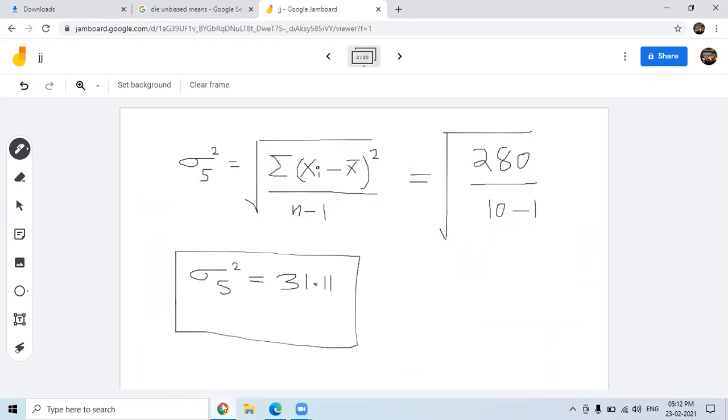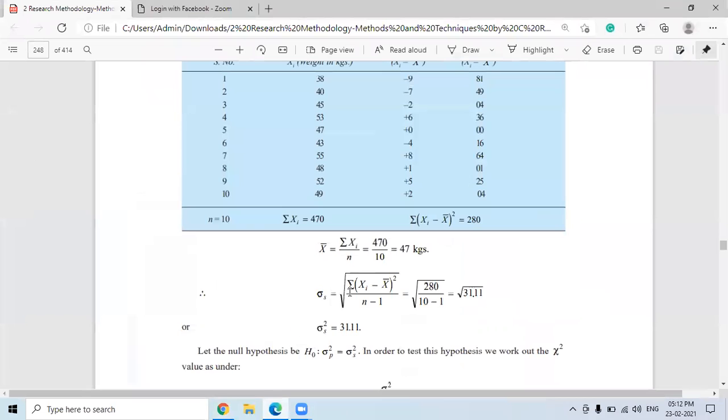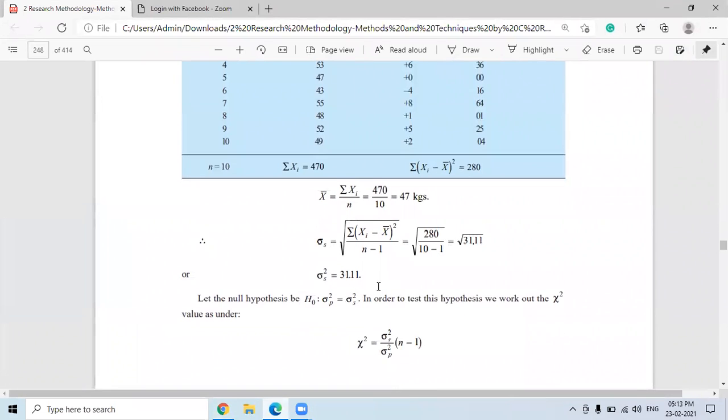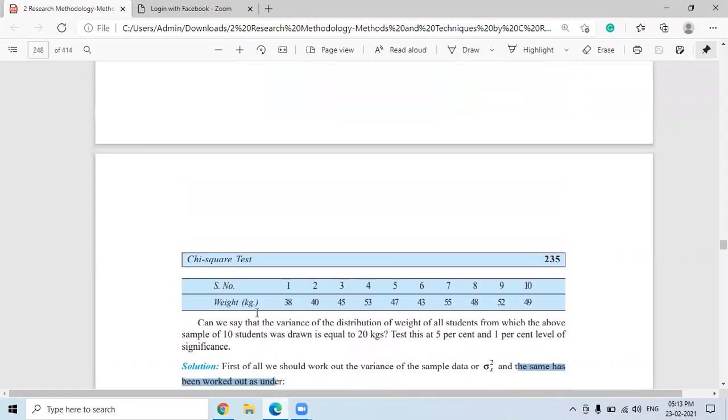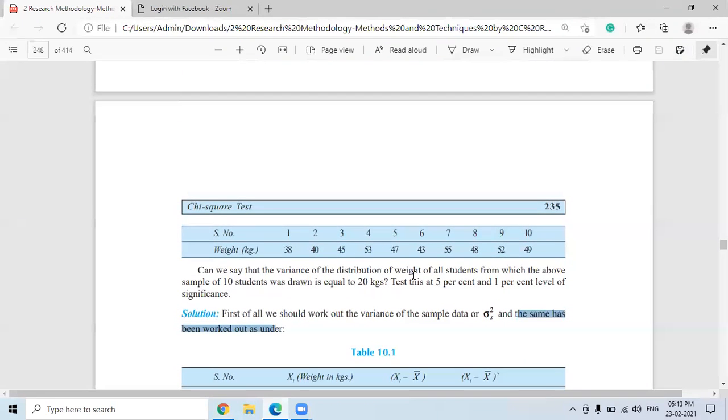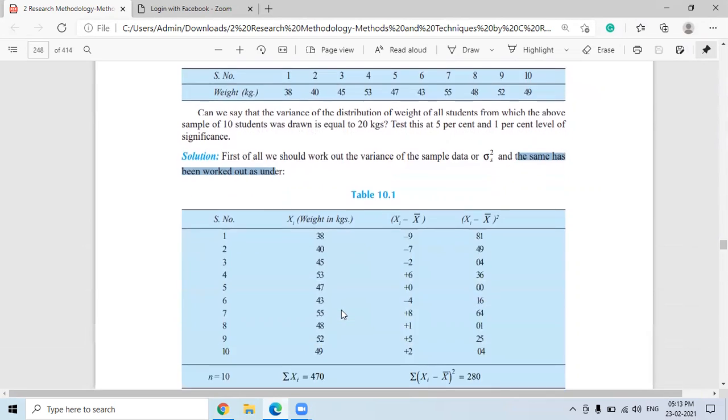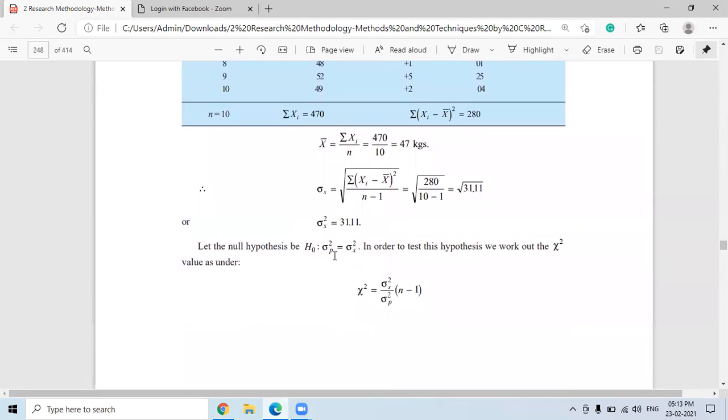Okay, so that is the value of sigma s square. Sigma s square is equal to 31.11. Then next, you have to write the null hypothesis. Here the question is, can we say that the variance of the distribution of weight of all students from which the above sample of 10 students was drawn is equal to 20 kilograms? So here you have to write sigma p square is equal to sigma s square.